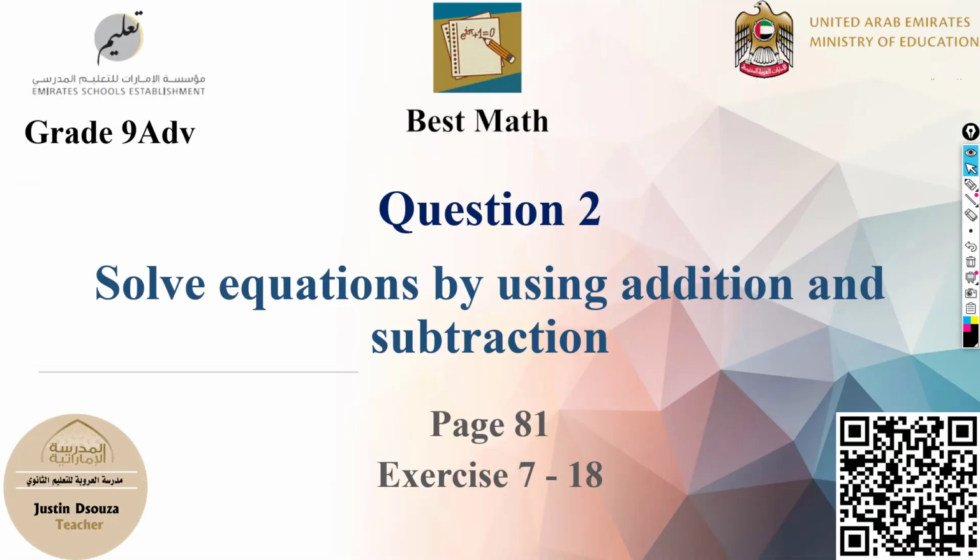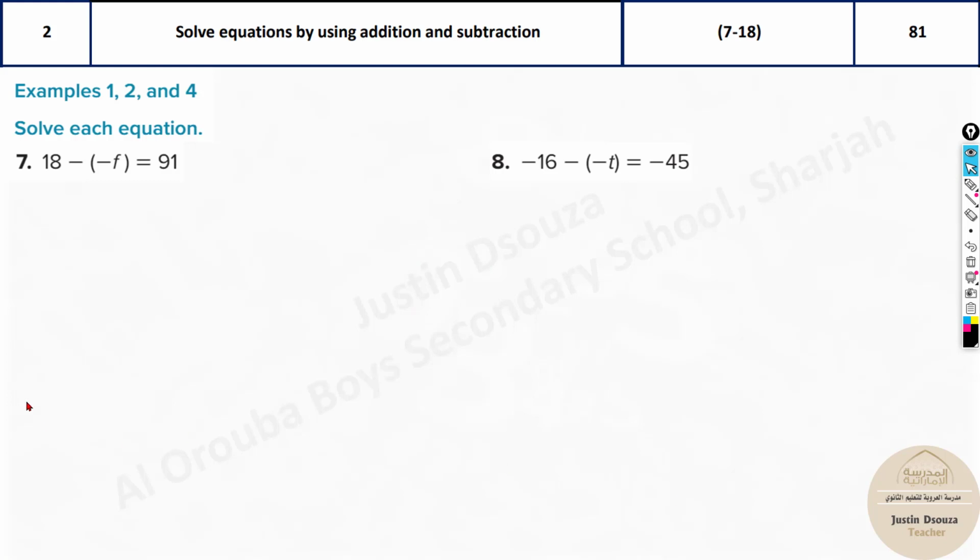Question number 2 is to solve equations by addition and subtraction. Again, such an easy topic over here. You need to just solve these directly. Look over here, there are plenty of minus signs, brackets. What happens? You should use the operations accurately. This one is mainly with addition and subtraction only.